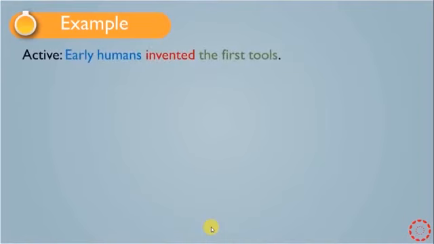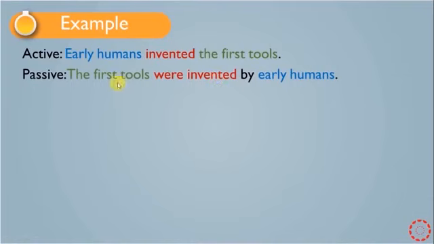We have some more examples. This is an active sentence. Early humans invented the first tools. Early humans is the subject, invented is the verb, and the first tools is the object. We write the first tools in passive voice at the beginning. We say the first tools were invented because it's plural. That's why we use were, and then we write the past participle of the verb invented. It remains the same because it's a regular verb. By early humans. The first tools were invented by early humans.